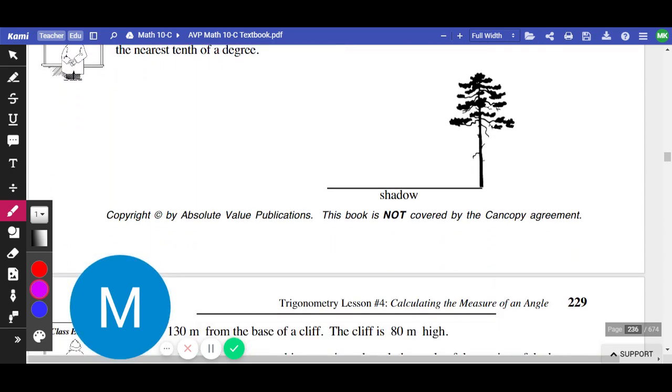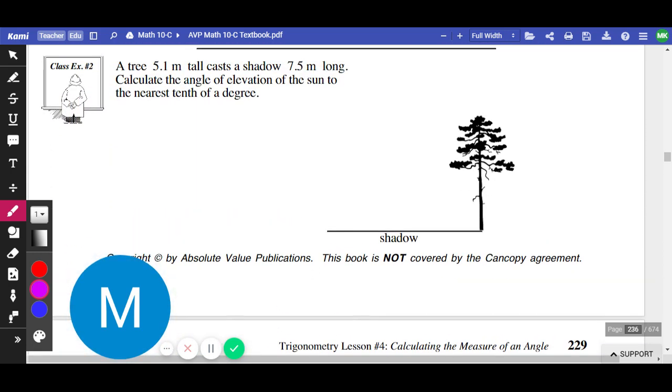Let's try one. Okay, this question. A tree, 5.1 meters tall, casts a shadow 7.5 meters long. Calculate the angle of elevation of the sun to the nearest tenth of a degree. Okay, when I do word problems, I like to read it once and then somehow try to draw out a couple things. So I've drawn the tree and the shadow. Remember the shadows are on the ground, right? Sometimes people mess that up and they think it's in the air. It's not. It's on the ground.